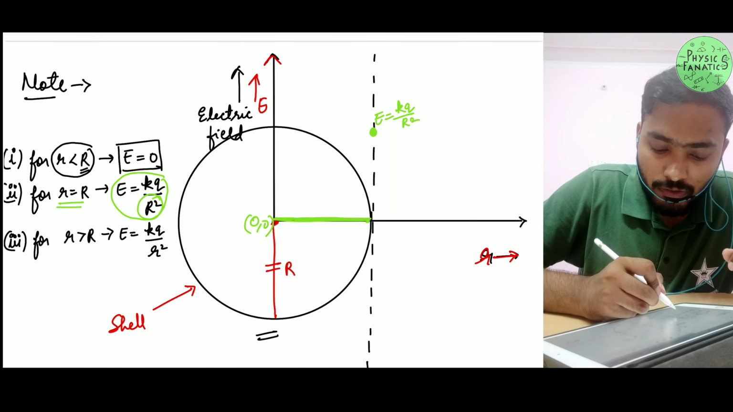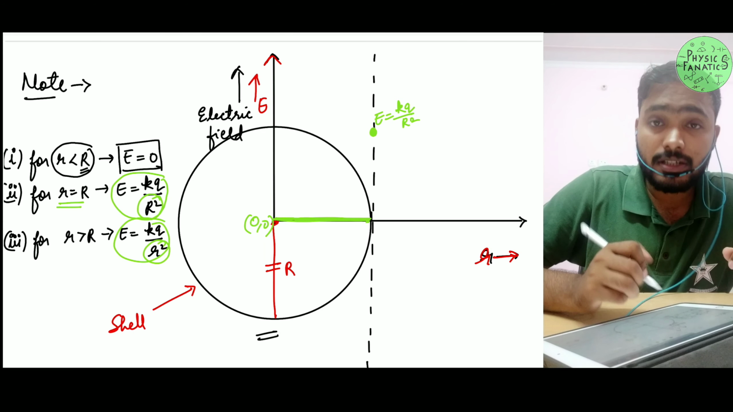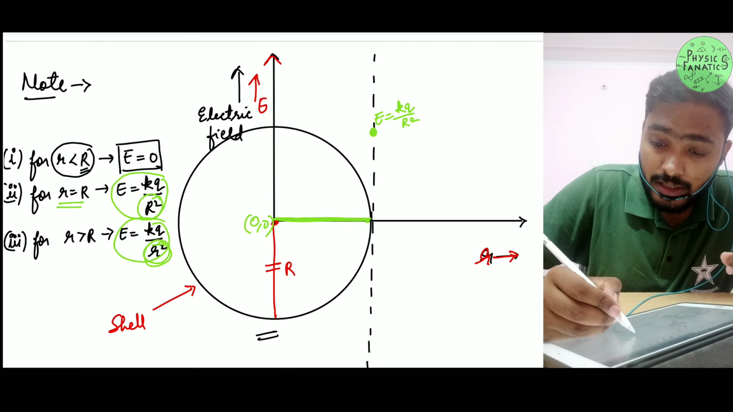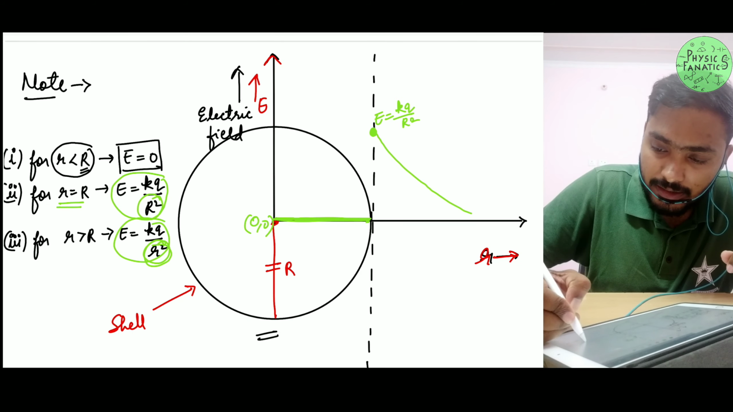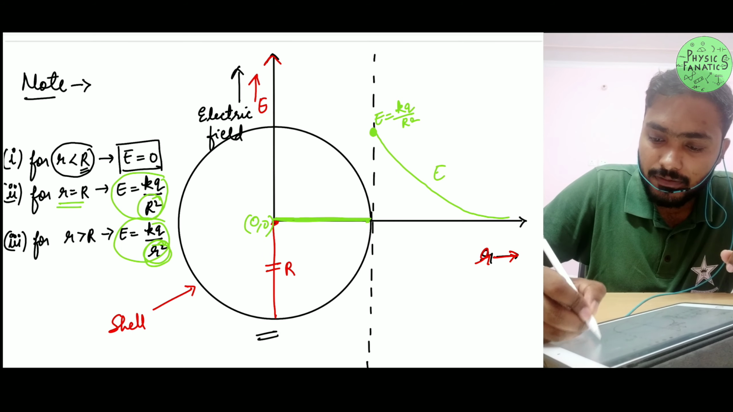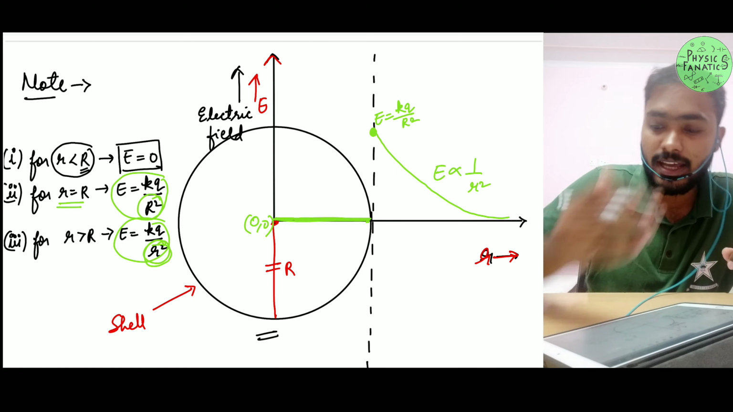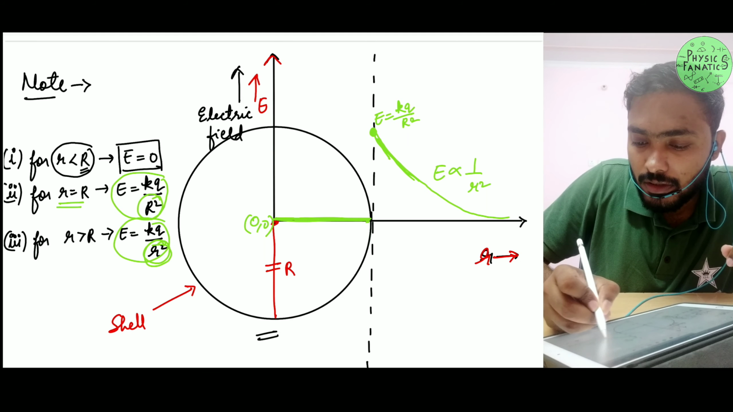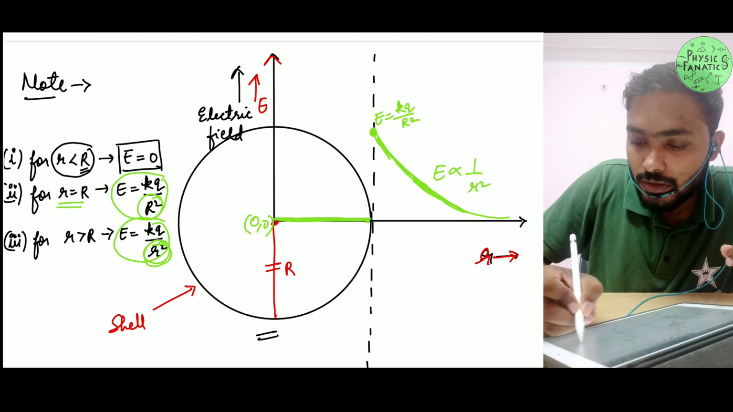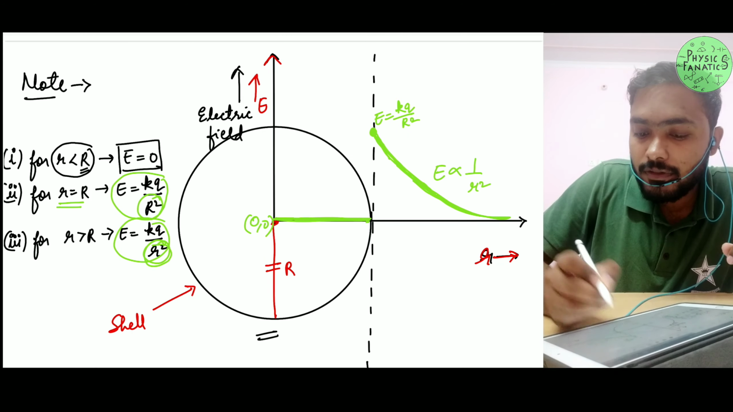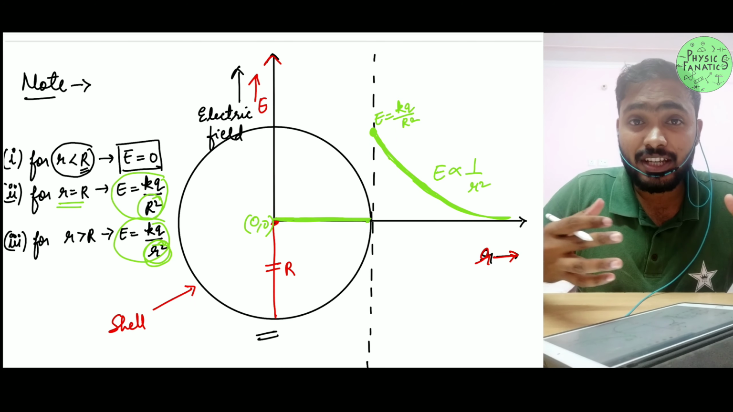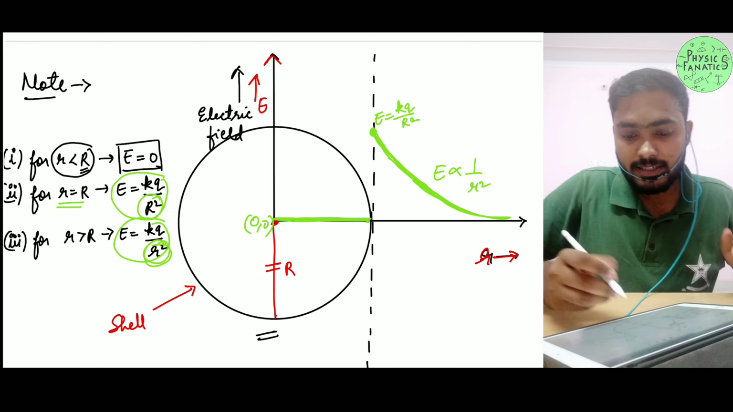And as you go further away from the sphere, the value is reduced by 1 upon R square. You can see that it is getting reduced like this. So your electric field is proportional to 1 upon R square as you move forward. This graph shows you the comparison of how your electric field is changing.